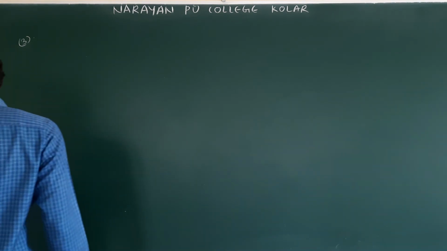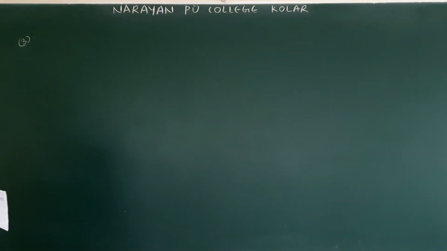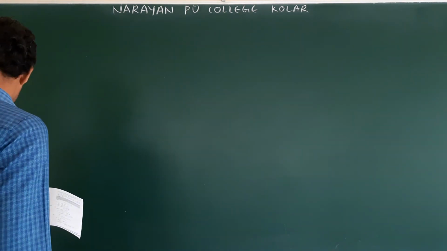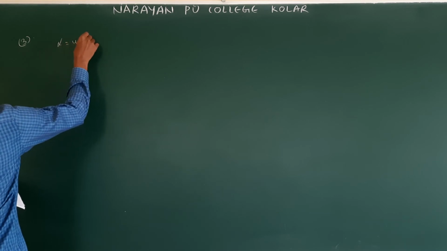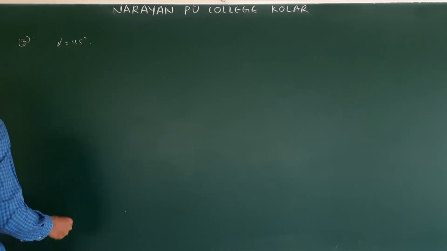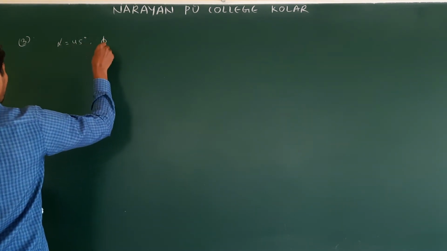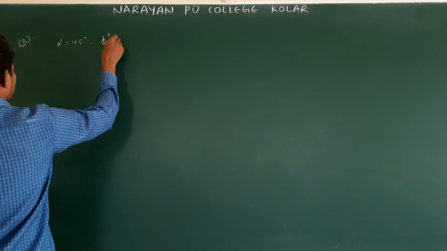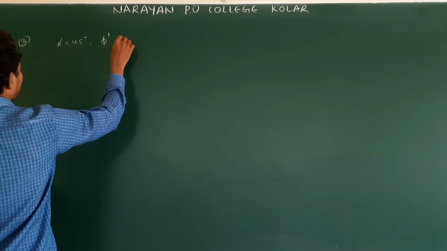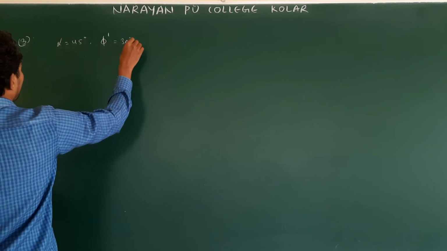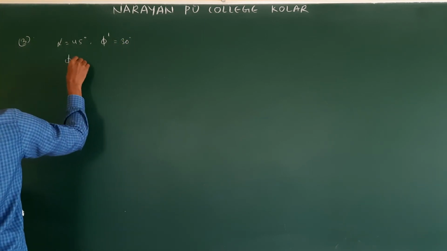At 45 degree to the magnetic meridian, the apparent dip is 30 degree. Find the true dip. So alpha is equal to 45 degree. Apparent dip is phi dash is equal to 30 degree. They are asking phi, true dip.